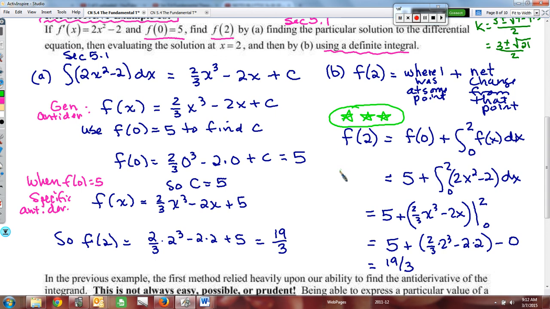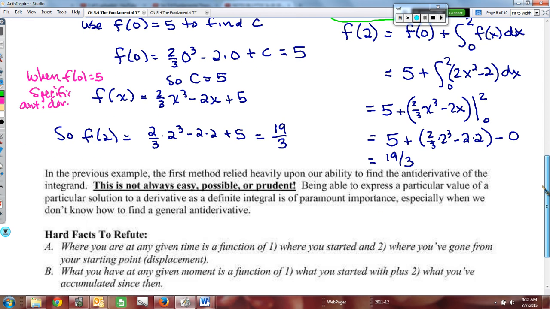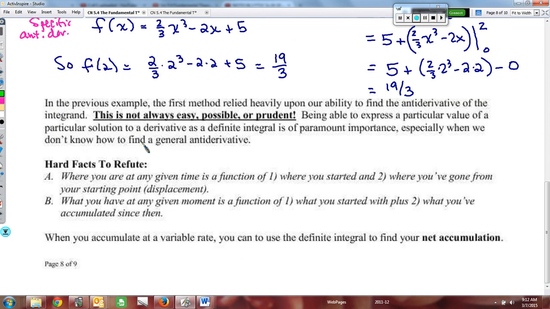This will come up on the AP where I'll need to know that I might not be able to use this process, but I can do this by either estimating this definite integral with maybe a trapezoidal sum, or I will have information on area under the curve that I can use to calculate it. All right, so like it says here, in the previous example, the first method relies heavily on our ability to find the antiderivative. And that's not always easy, possible, or something that we want to do.